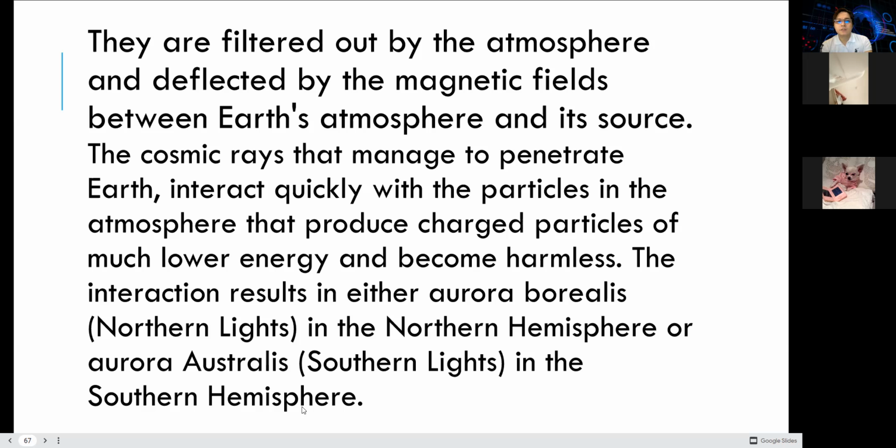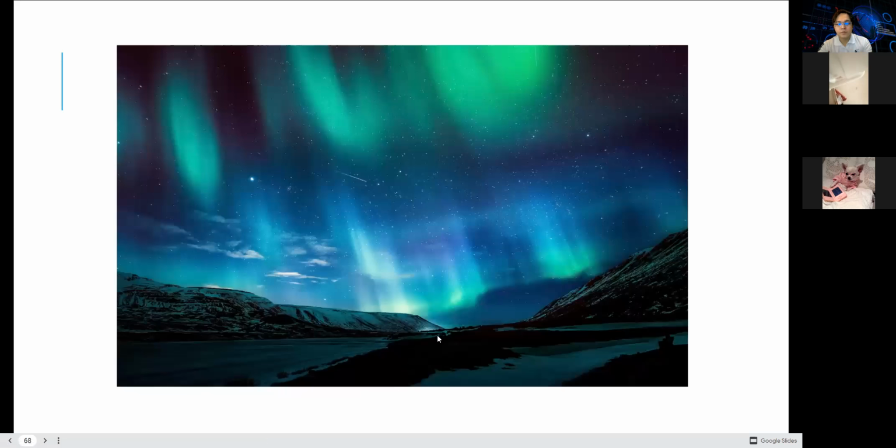Let's continue. The cosmic rays that manage to penetrate Earth interact quickly with the particles in the atmosphere, which produce charged particles of much lower energy, and become harmless. The interaction results in either the Aurora Borealis, the one that I let you see, the famous northern lights in the northern hemisphere, or the Aurora Australis, the southern lights in the southern hemisphere. This one is the Aurora Borealis.